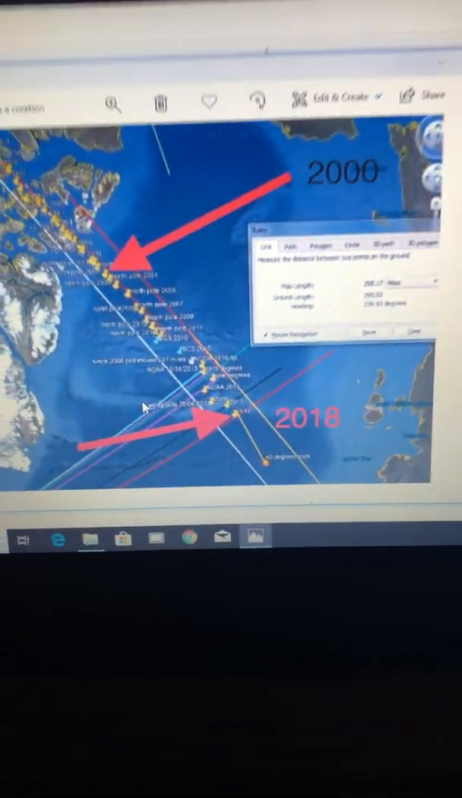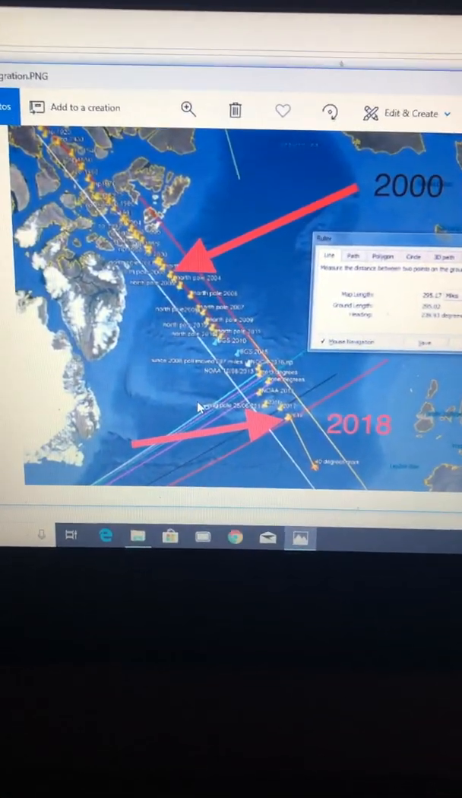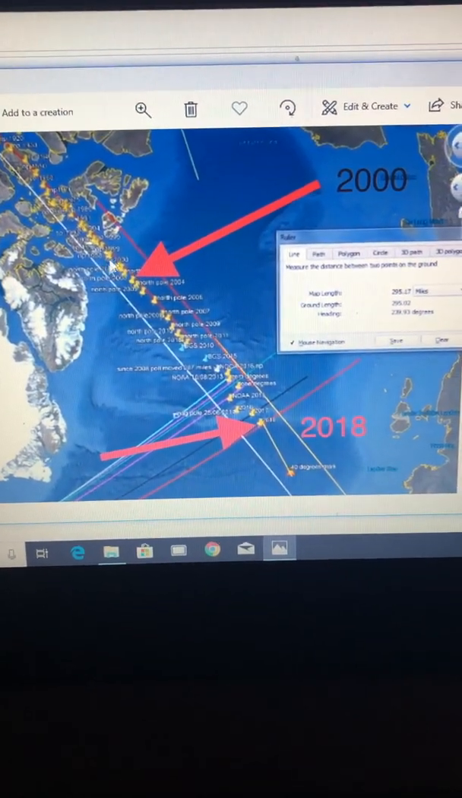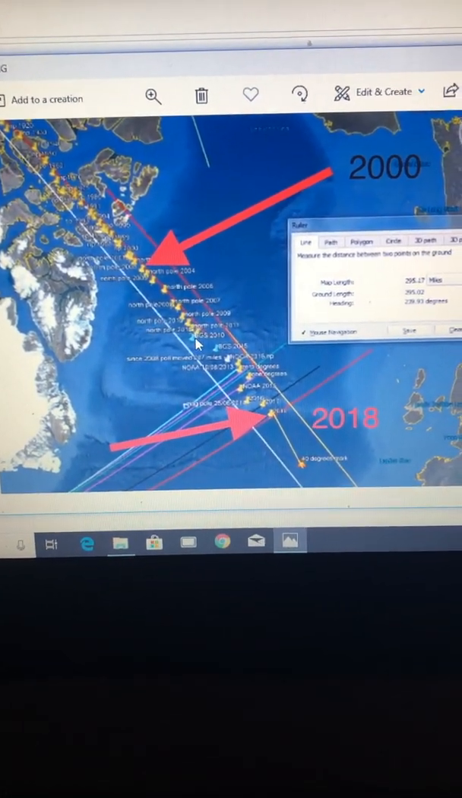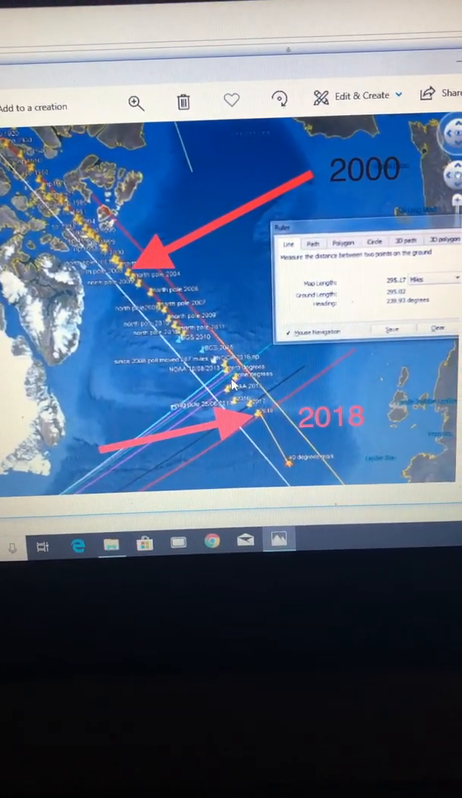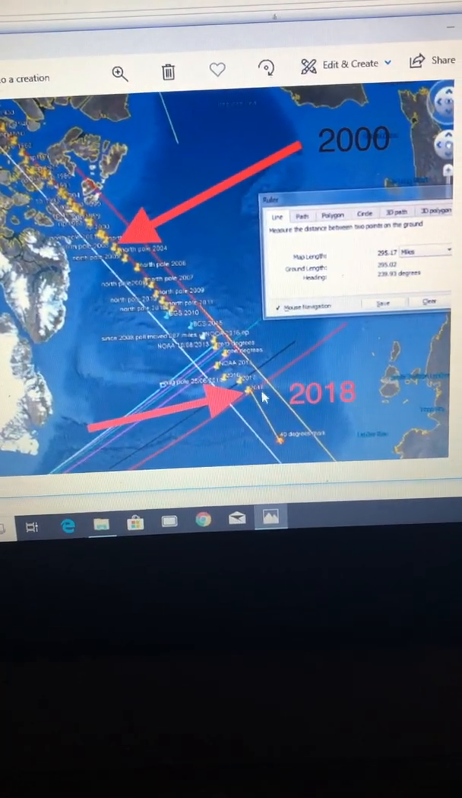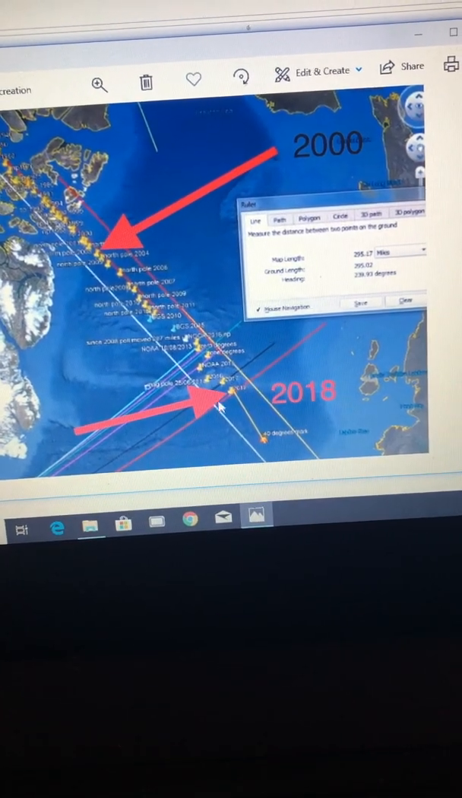Okay. So this is the data for the magnetic North Pole migration, okay? So here is where it was in the year 2000, okay? And now look, it's starting to jump quite far down here. It's sporadically moving. And this is where we are now. Our magnetic North Pole is here now, okay?